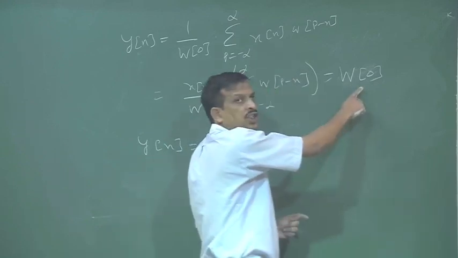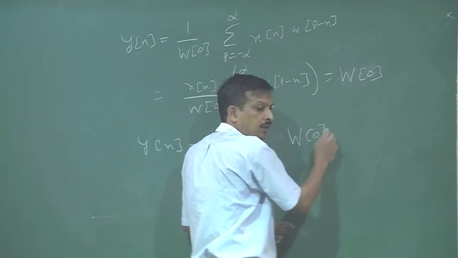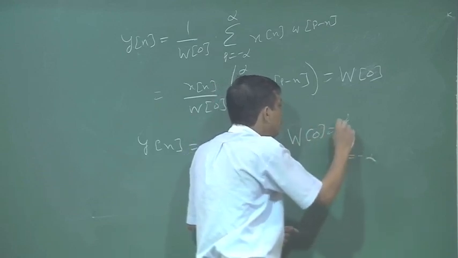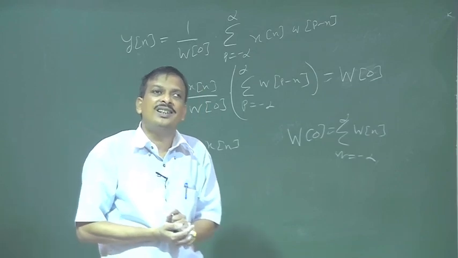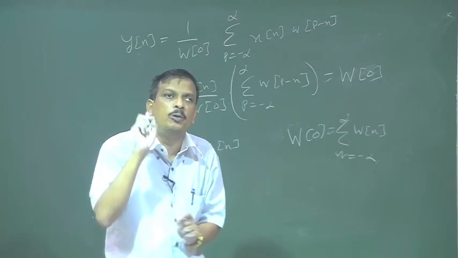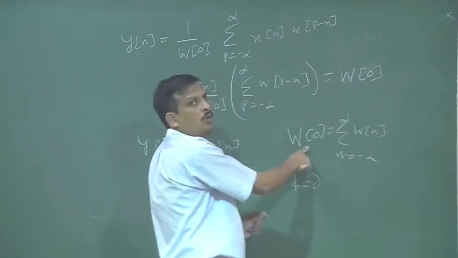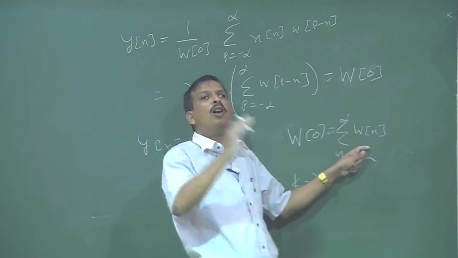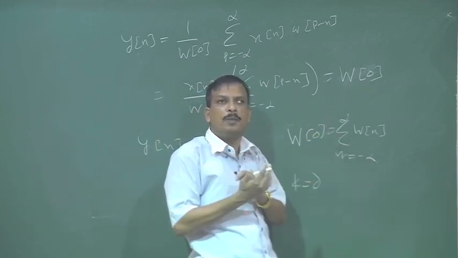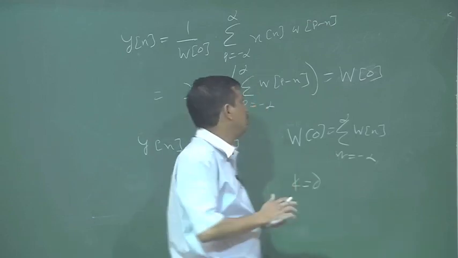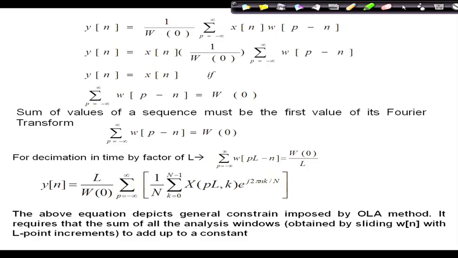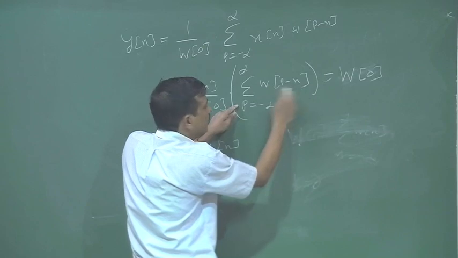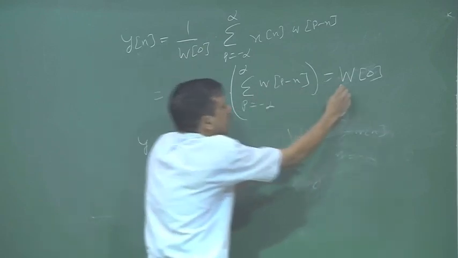Here W0 is not the zeroth sample of the window. W0 is nothing but the sum over n equal to minus infinity to infinity of w of n, normalized. So this is the average, or you can say the first component of the Fourier transform where k equal to 0, the DC component, which is nothing but the average of all samples. The average of all samples gives me the DC component. So here this should be equal to W0. The sum of the sequence is nothing but the first Fourier transform value.